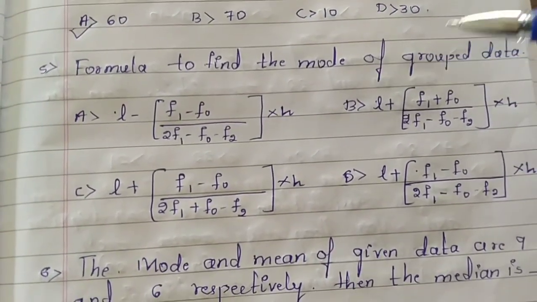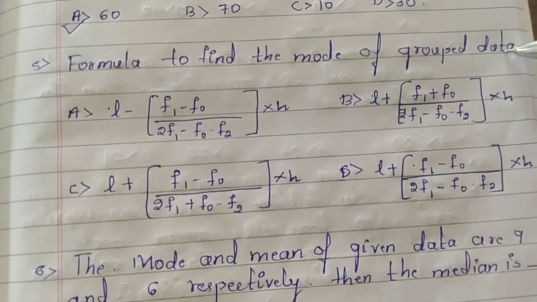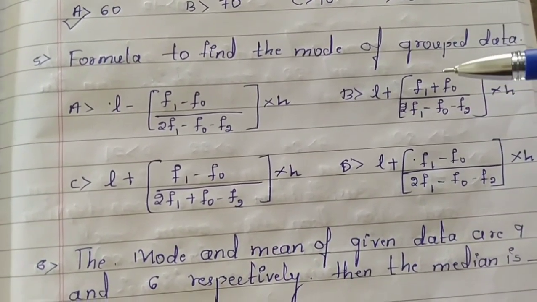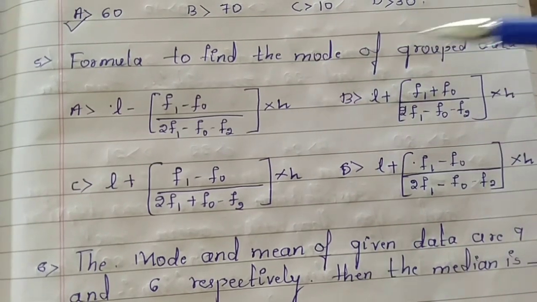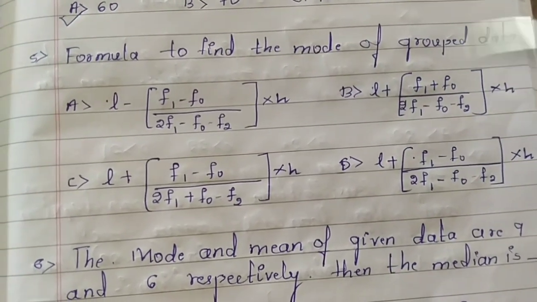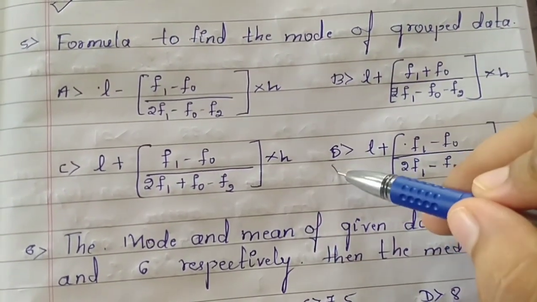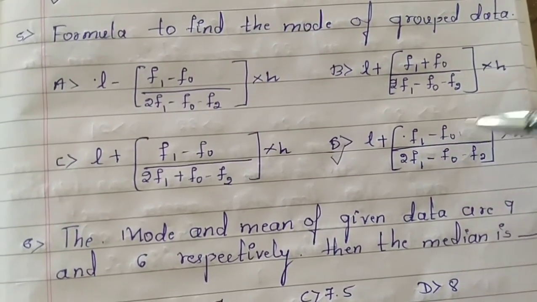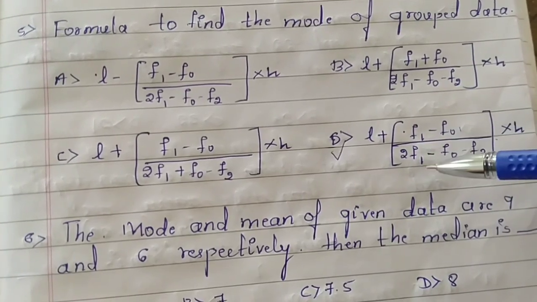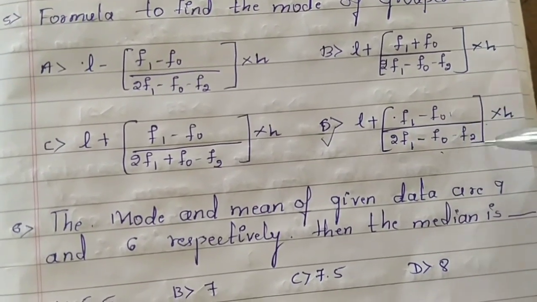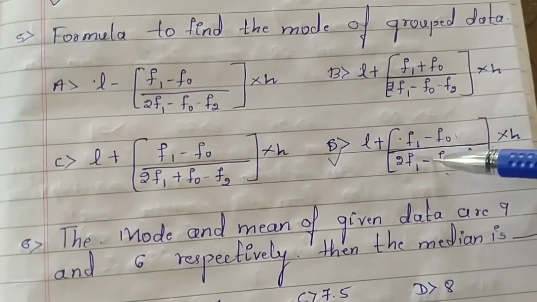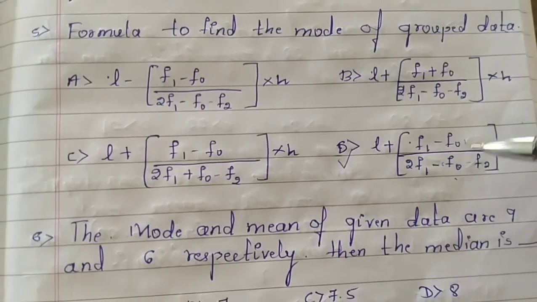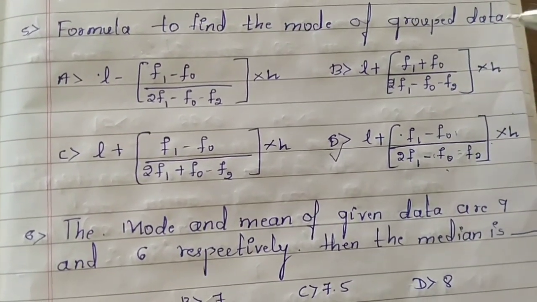The question asks for the formula to find the mode of grouped data. Which formula is used to calculate the mode of grouped data? Here the correct option is option D: L plus (F1 minus F0) divided by (2F1 minus F0 minus F2), into H. This is the correct answer. In order to calculate the mode, you use this formula.